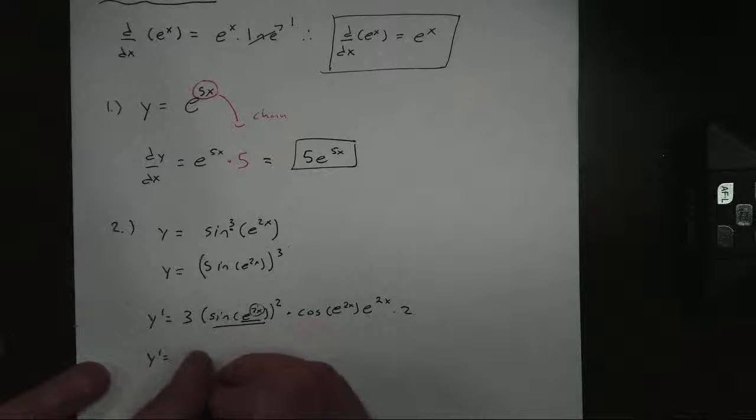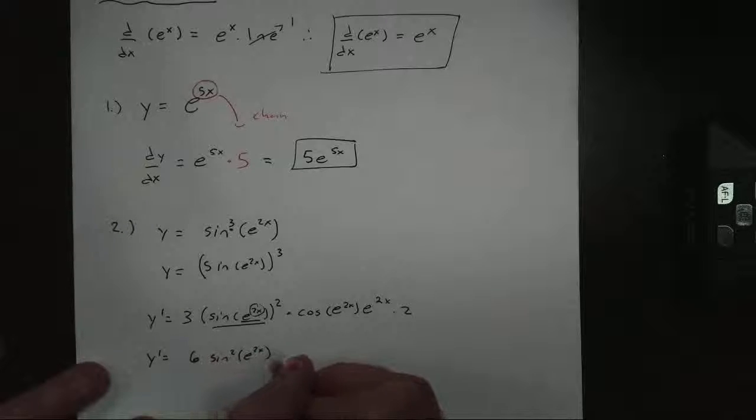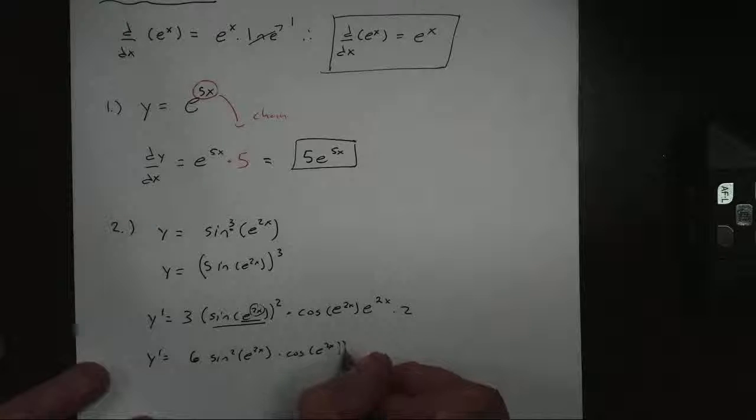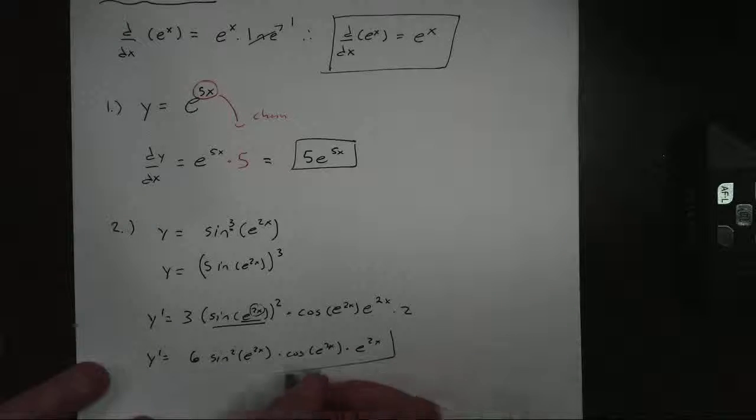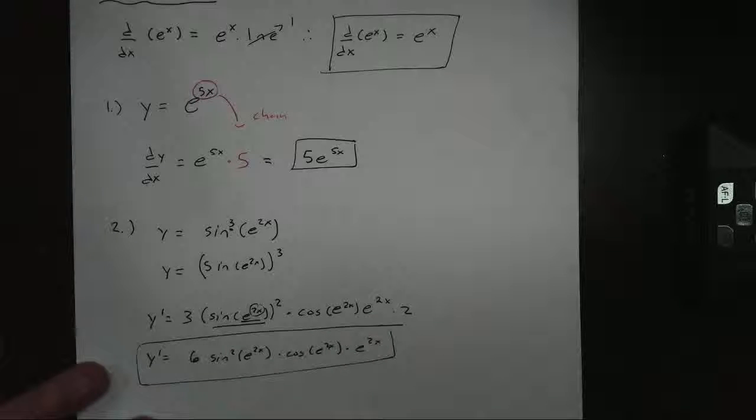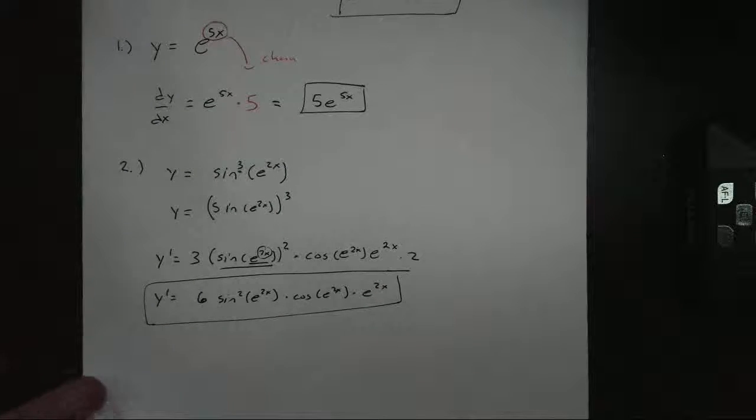And you can clean this up by making it 6 sine squared of e to the 2x times cosine e to the 2x times e to the 2x. And there's your derivative. We can apply all sorts of different rules right here.